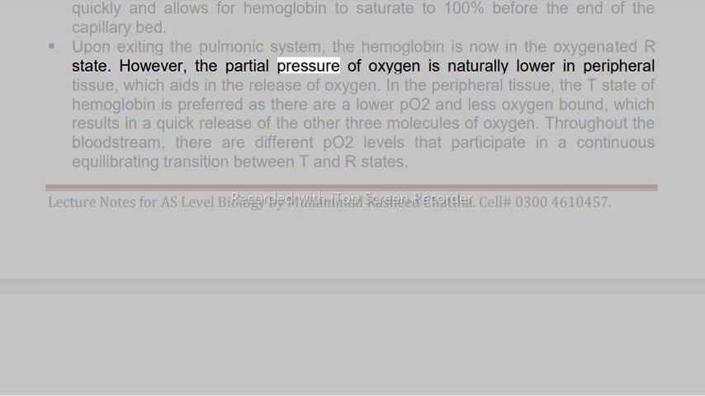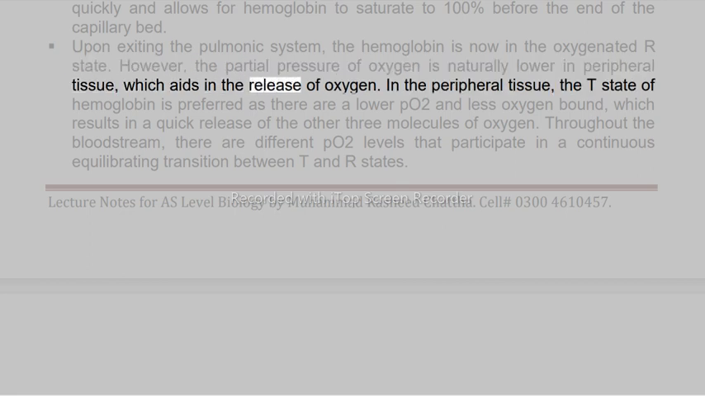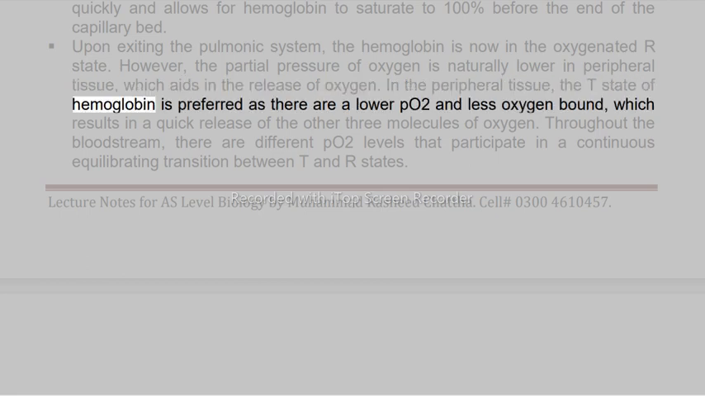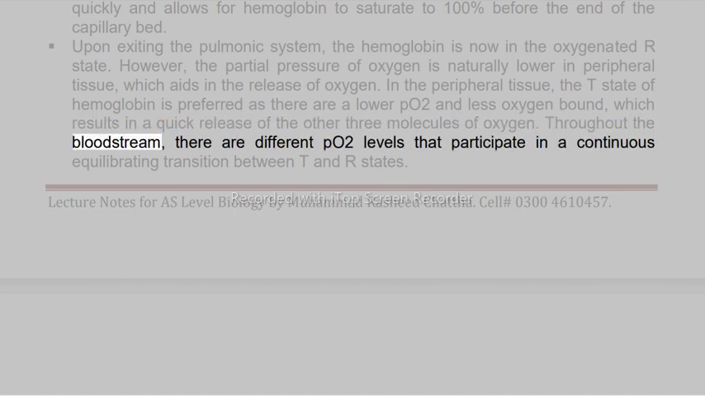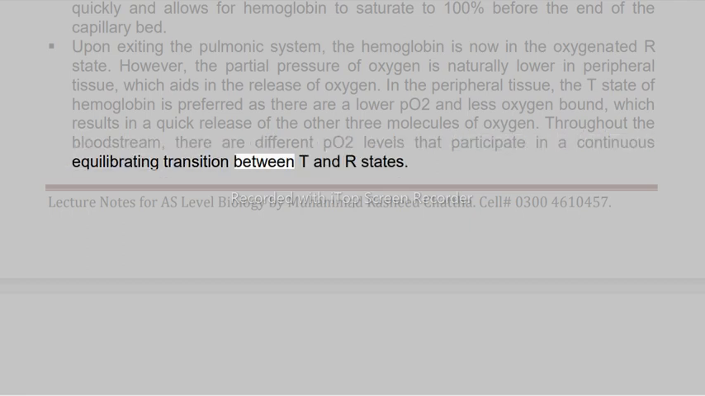However, the partial pressure of oxygen is naturally lower in peripheral tissue, which aids in the release of oxygen. In the peripheral tissue, the T state of hemoglobin is preferred as there is a lower PO2 and less oxygen bound, which results in a quick release of the other 3 molecules of oxygen. Throughout the bloodstream, there are different PO2 levels that participate in a continuous equilibrating transition between T and R states.